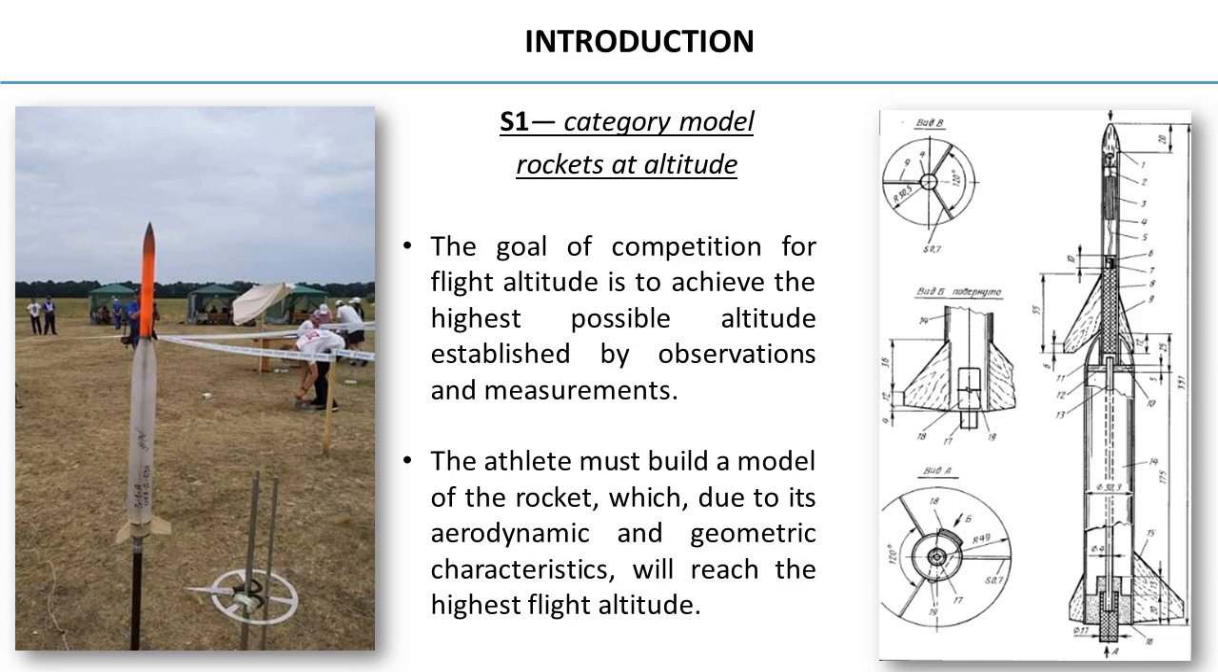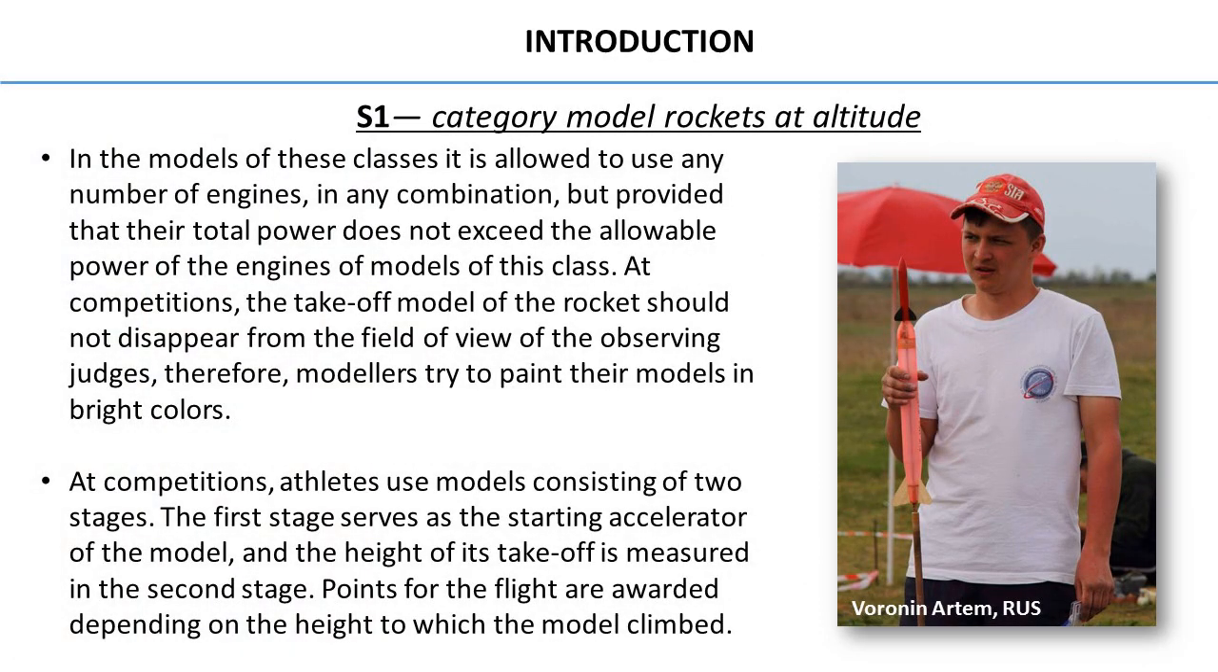The athlete must build a model of the rocket which, due to its aerodynamic and geometric characteristics, will reach the highest flight altitude. In the models of this class, it is allowed to use any number of engines in any combination, provided that their total power does not exceed the allowable power of the engines of models of this class. At competitions, the taking-off model of the rocket should not disappear from the field of view of the observing judges. Therefore, modelers try to paint their model in bright colors.